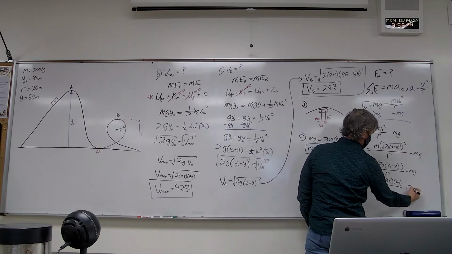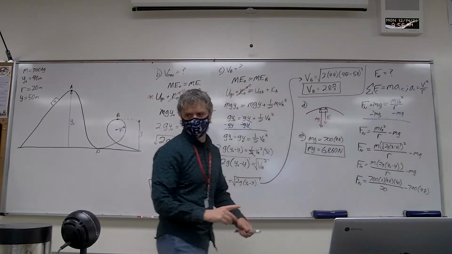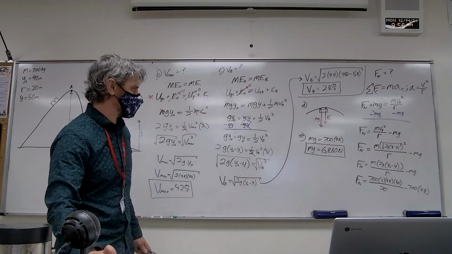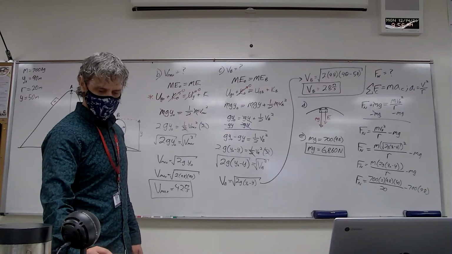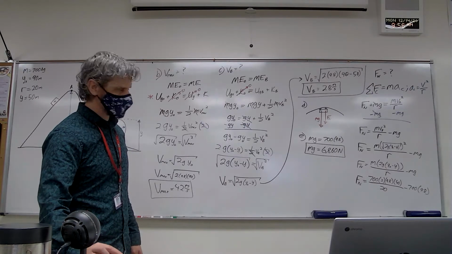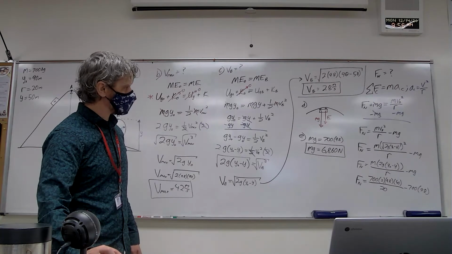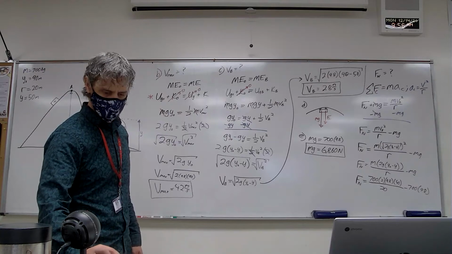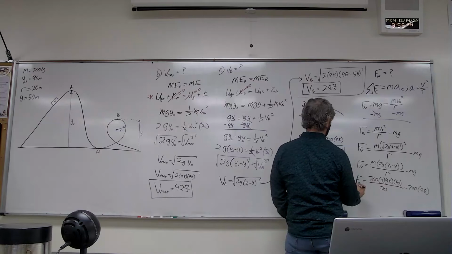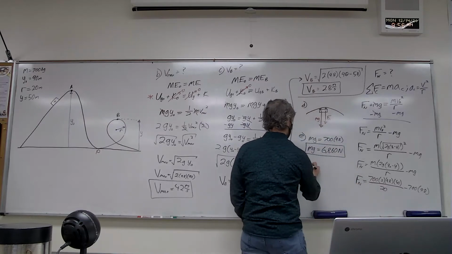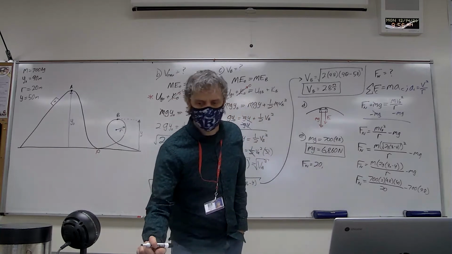minus 700 times 9.8. This is just the number crunching part, guys, so I'm flying through it because I want to make sure we have enough time for part F. This is the easy part, though. 700 times 2 times 9.8 times 40 divided by 20, minus 700 times 9.8, is 20,580. So I get the normal force and put it here. Normal force is 20,580 newtons.